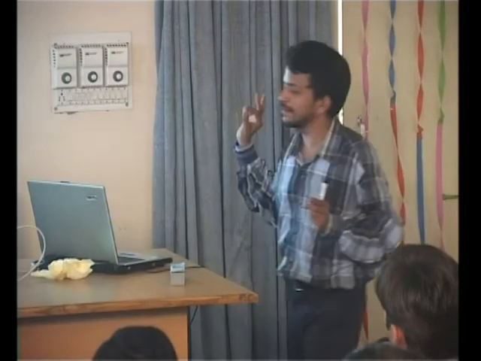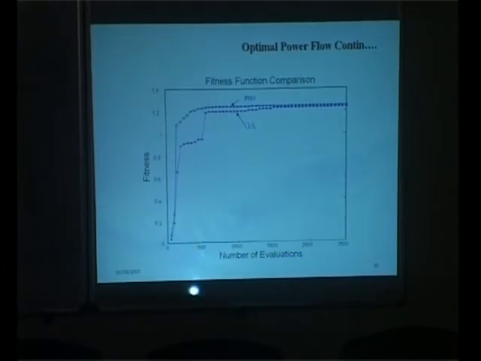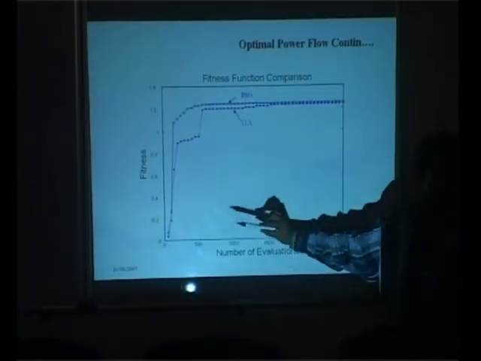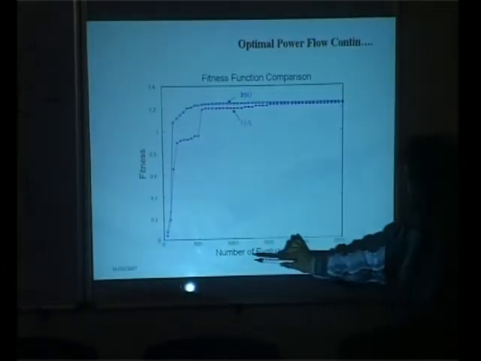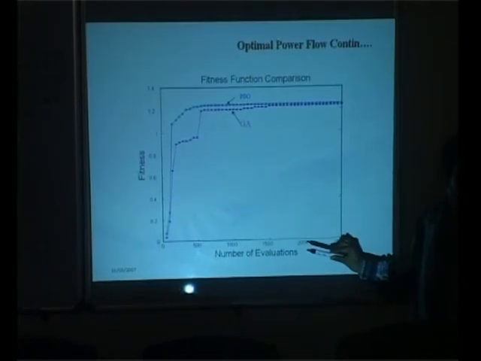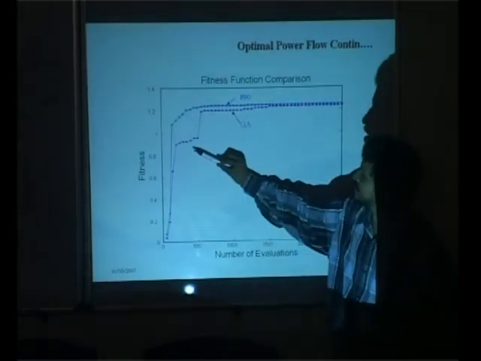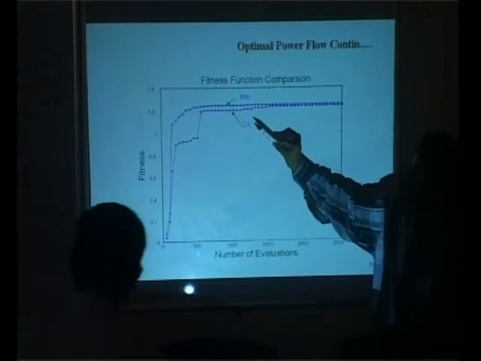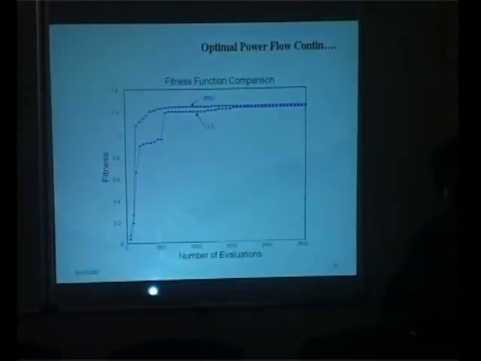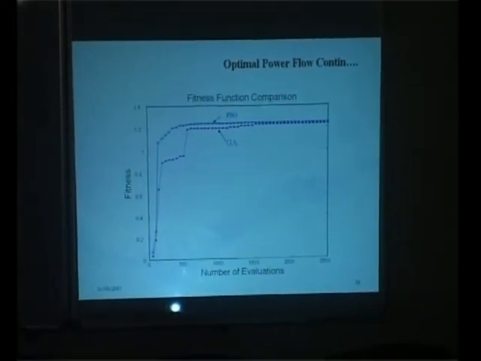These are the symbols I have given. The evaluation versus fitness, I have compared both algorithms. Now you can see in GA, this is a maximization problem. This is your fitness value. This is the number of evaluations. Here, see, this is your GA, this is your PSO. From these two, you can see which algorithm has better convergence characteristics.